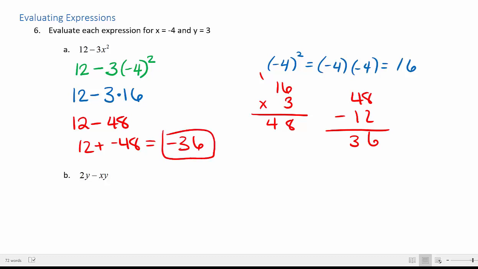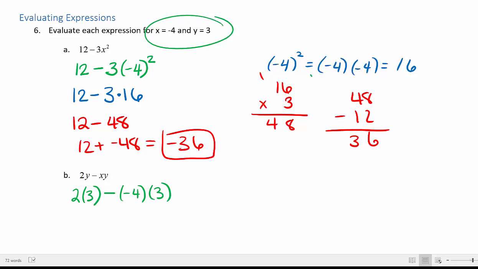We can do the exact same thing in part B. This time we've got an x and a y. And so in the directions above, they say y is 3, so I'm going to replace the y with a 3. And I like to use parentheses there. That's going to help me see that that's actually multiplication. There was no symbol between the 2 and the y, so I'm multiplying. And then minus x is negative 4, and y is 3. So everywhere I saw an x, I put in a negative 4. Everywhere I saw a y, I put in a 3.